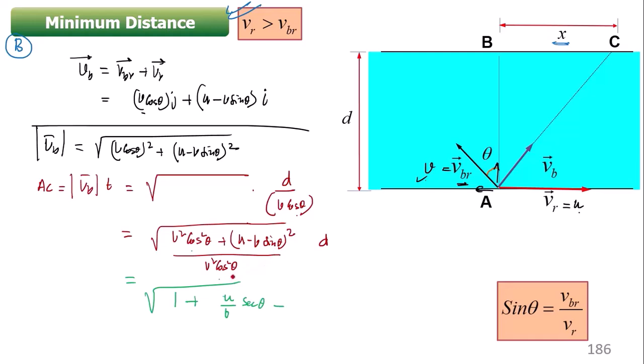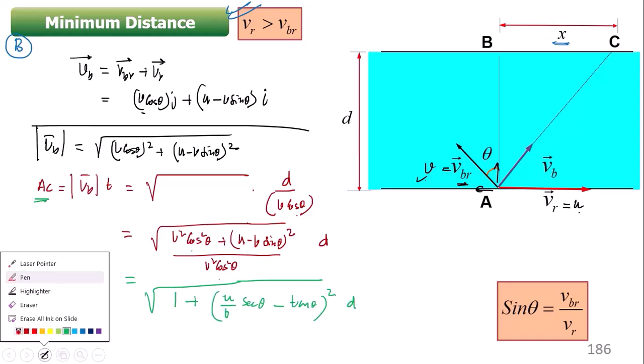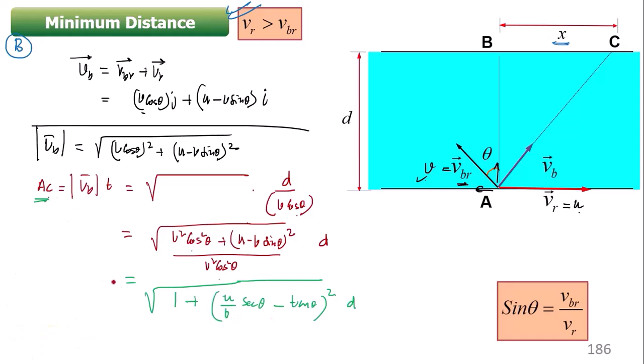So sin by cos means tan theta, whole square into D. Okay, so there is that. So that is the AC number. After simplification, I am getting this is the AC number. So in order to get the minimum distance, differentiation of this AC with respect to theta will be 0.